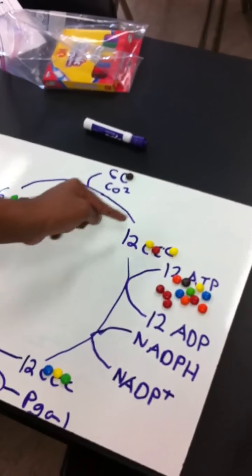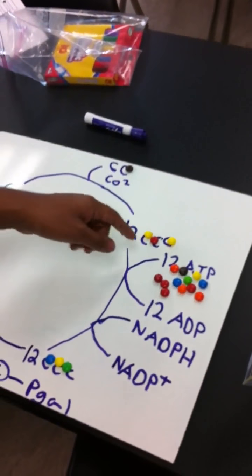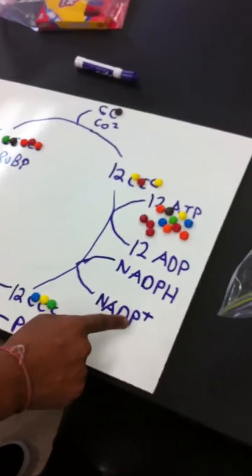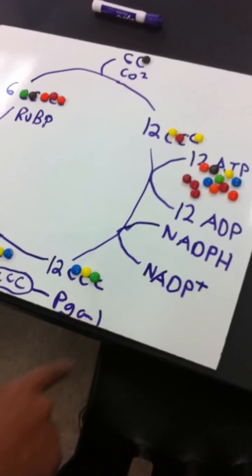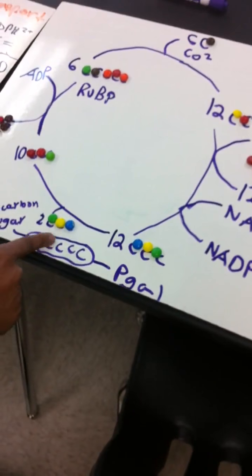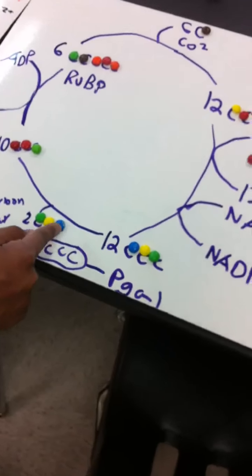Then it turns into a 12, 3 carbon sugar. It gains ATP and loses ADP to an ADP plus P reaction. It gains NADPH and loses NADP plus to NADPH plus H plus the two electrons. Then it turns into a 12, 3 carbon sugar, and it slowly turns into a 2, 3 carbon sugar.